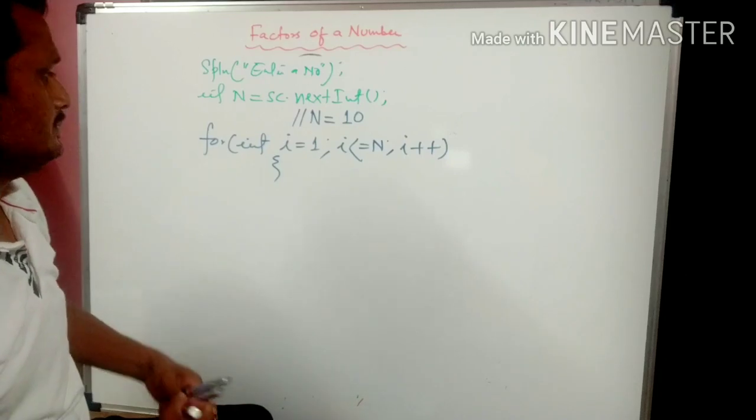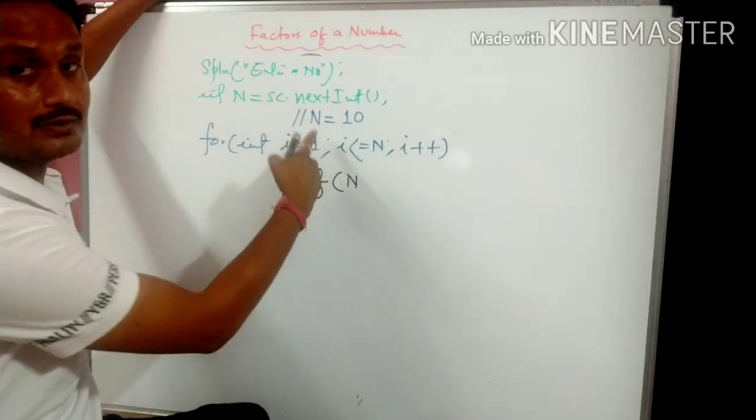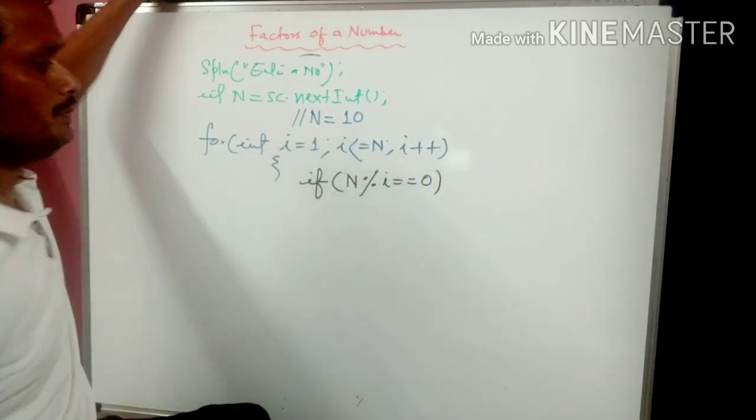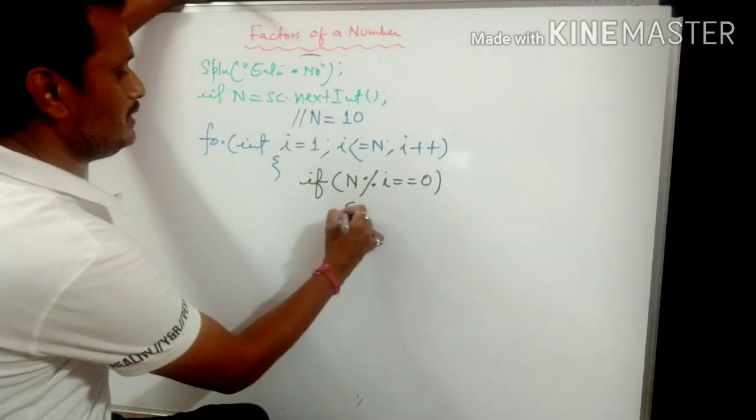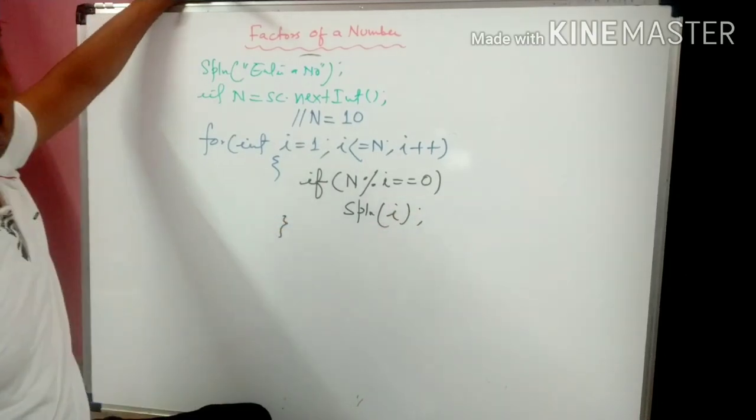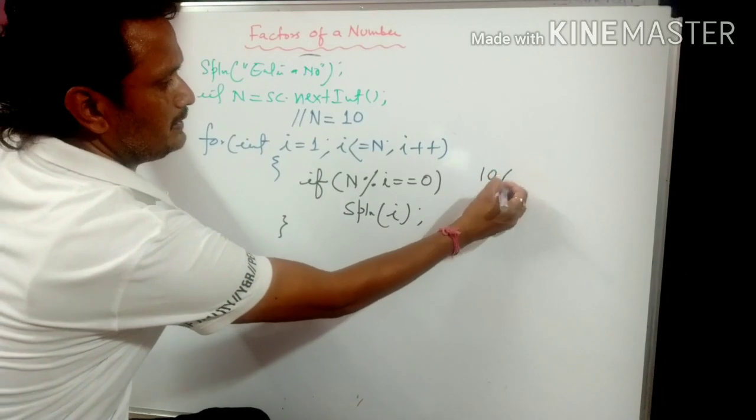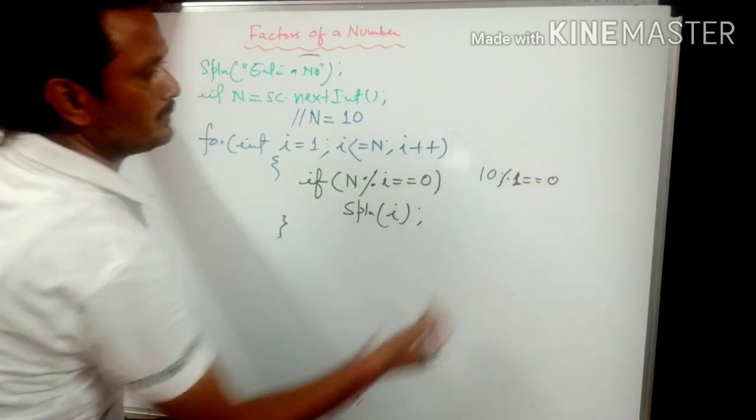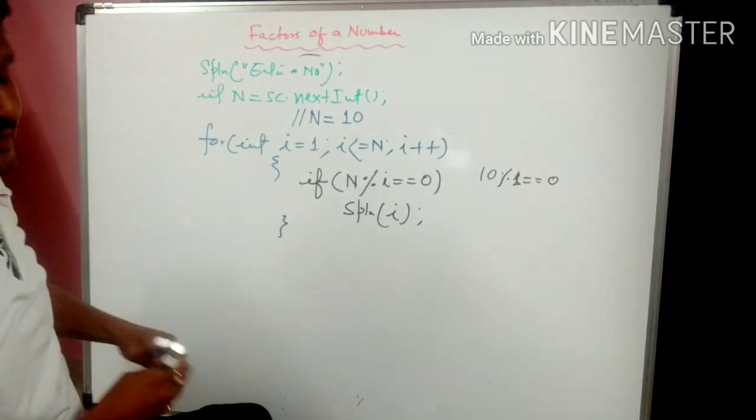Now what to write here? So here, if n % i == 0, if this condition is true, then it will print System.out.println(i). So the value of i is 1, the value of n is 10, 10 modulus 1 is equal to 0. The remainder will be 0. Yes, this is true. What will we get?